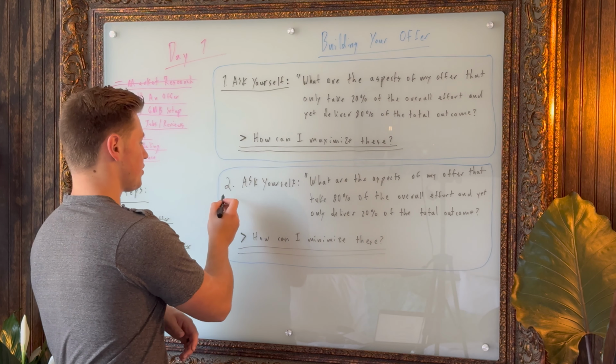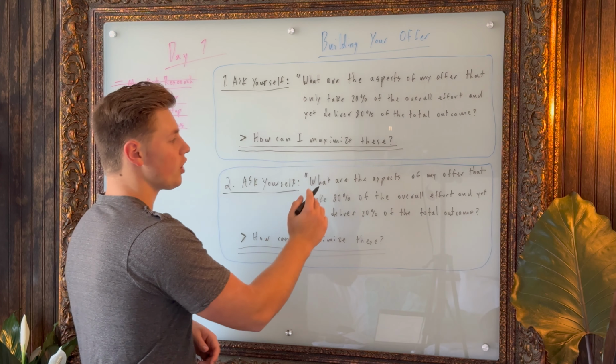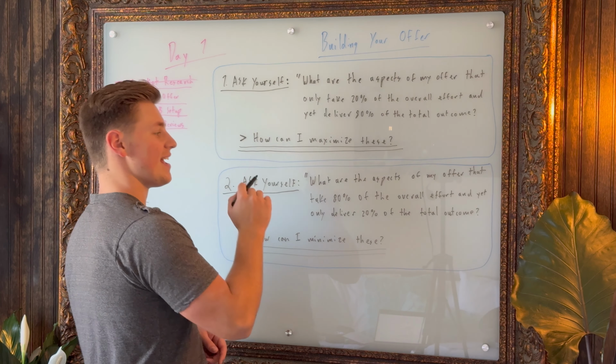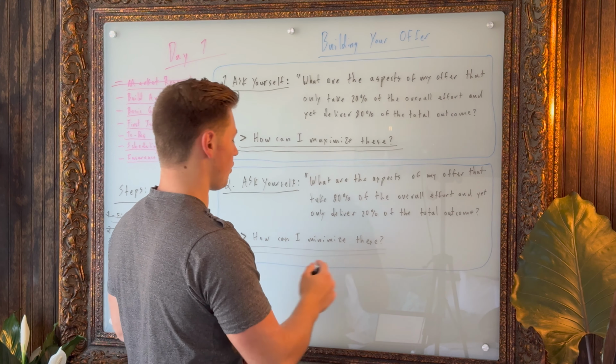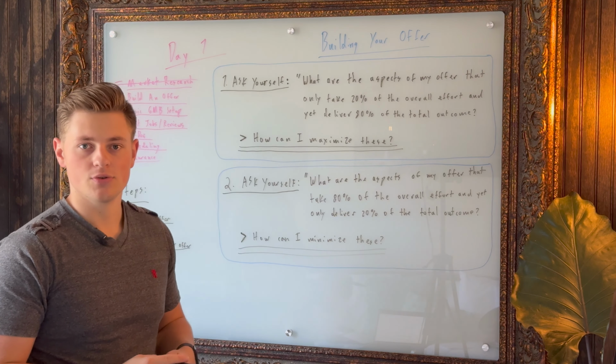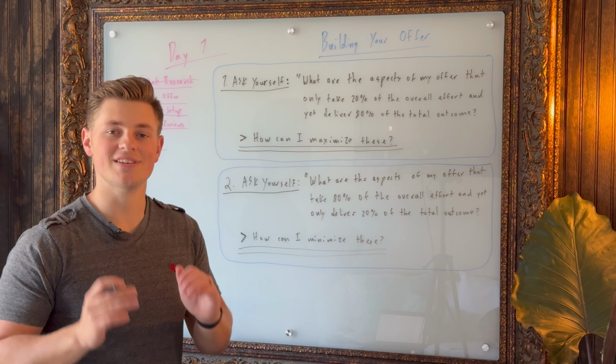Then I want you to ask yourself the inverse. What are the aspects of my offer that take 80% of the overall effort and yet only deliver 20% of the total outcome? How can I minimize those? There are things in your offer that no one gives a darn crap about.